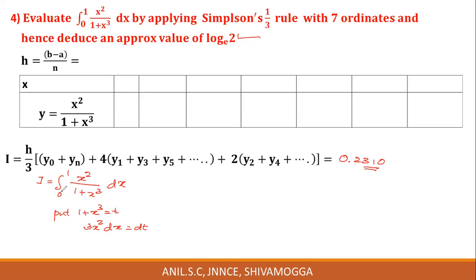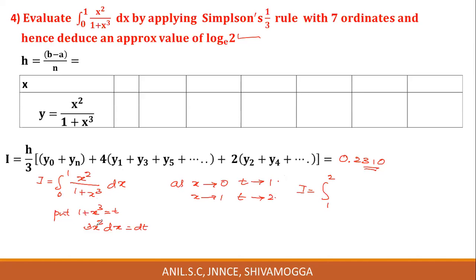Now change the limits. As x tends to the lower limit, that is 0, t tends to 1. As x tends to the upper limit, that is 1, t tends to 1 cube, which is 1, plus 1 is 2. Now the integration is I is equal to the integral, and the limits are from 1 to 2.